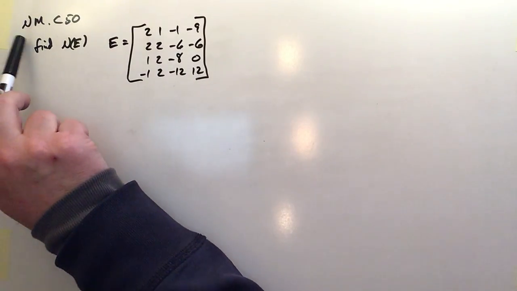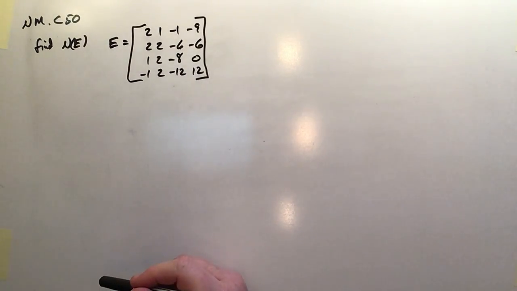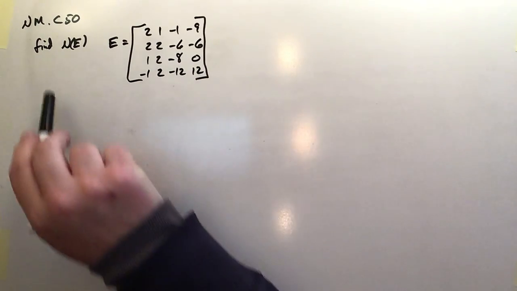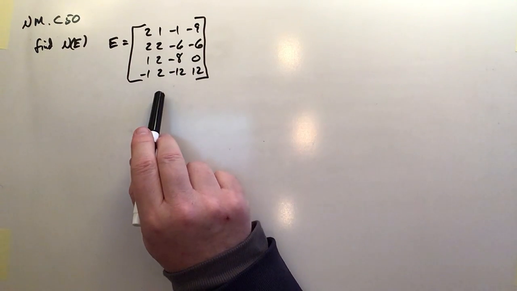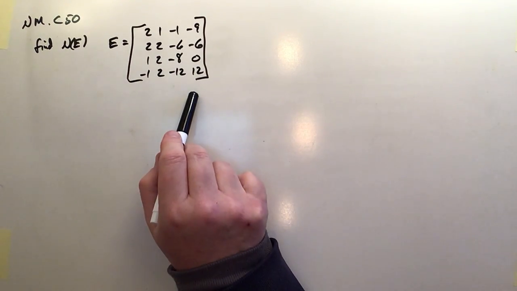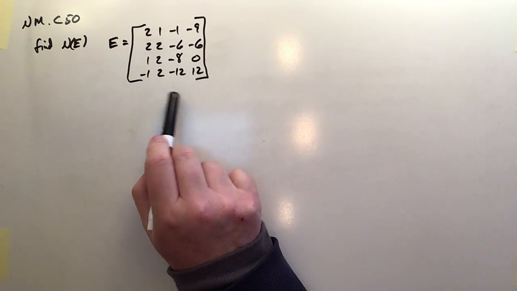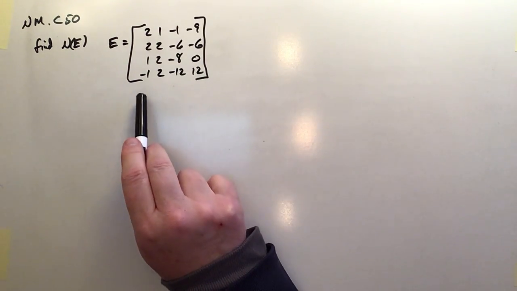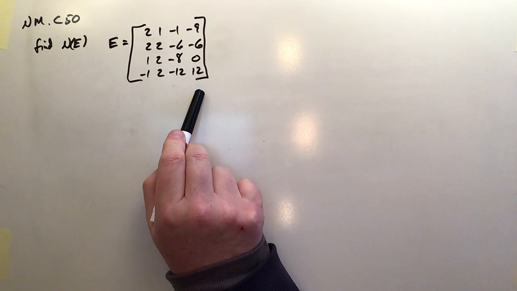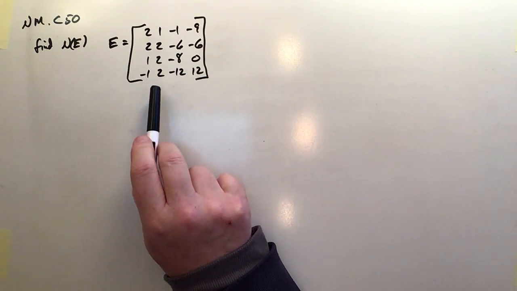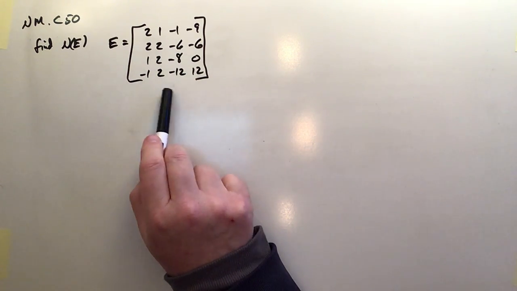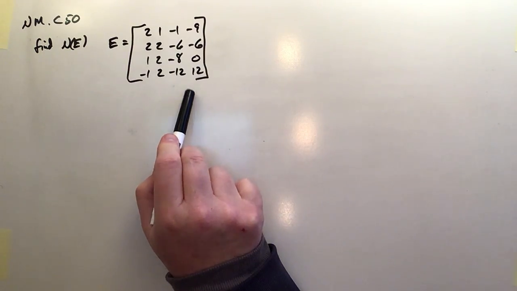This is our last question in non-singular matrix section C50. And in it, we want to find the null space for vector E. Now, vector E turns out to be a square matrix, but that doesn't mean that we can't find its null space. Remember, to find the null space of a matrix, it means we treat it as if this is the coefficient matrix for a homogeneous system.